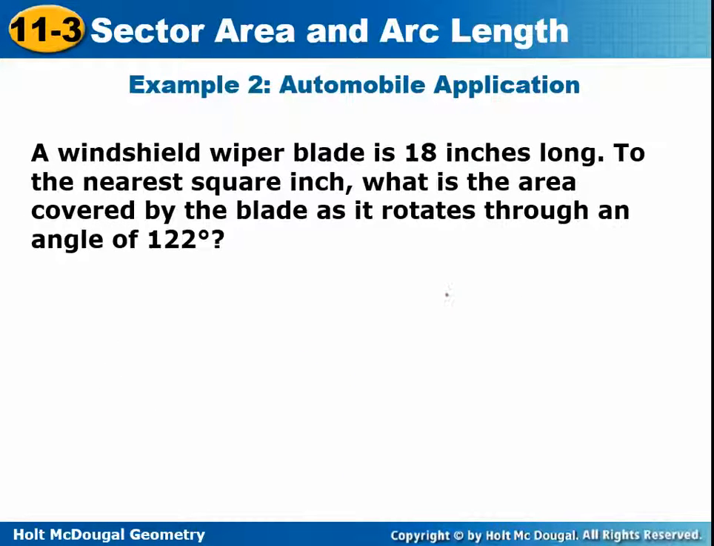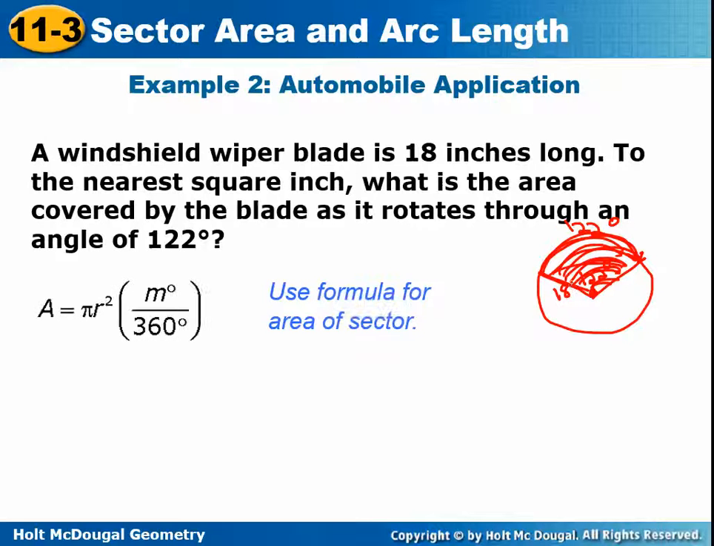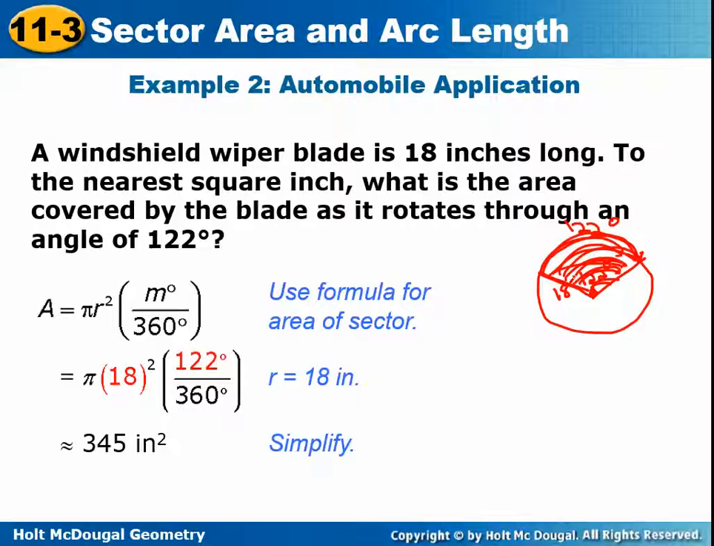It says a windshield wiper blade is 18 inches long. To the nearest square inch, what is the area covered by the blade as it rotates through an angle of 122? So our central angle is 122 degrees, and we want to know, as this wiper blade, which is 18 inches long, moves along this way, it's wiping off all of this stuff. So it's this shaded sector here in that 122 degrees. So it's 122 over 360 times pi times 18 squared, and you will get 345 inches squared.